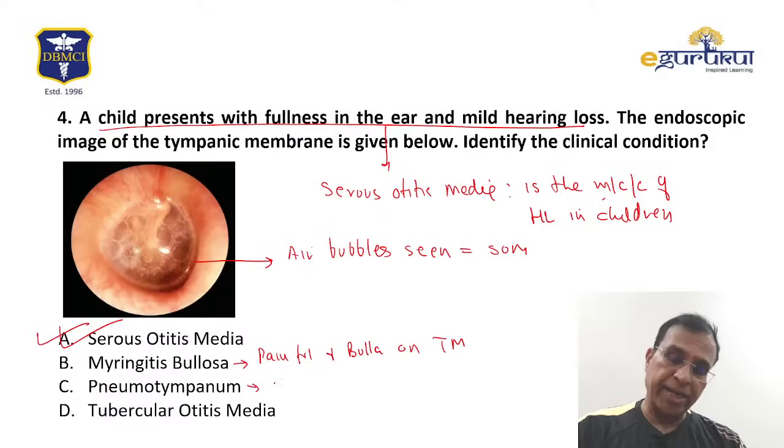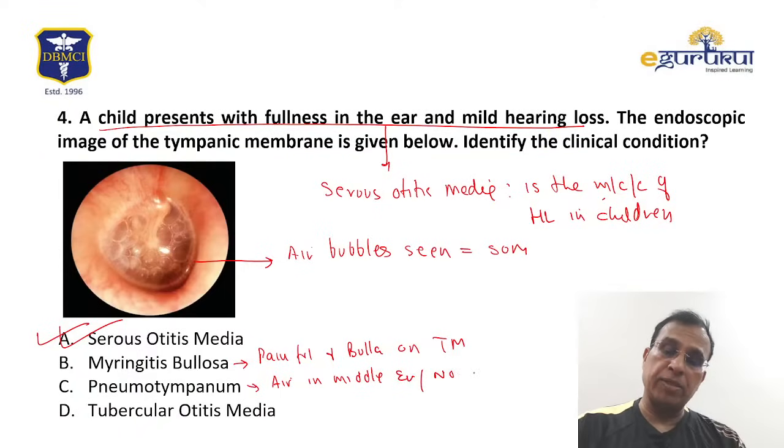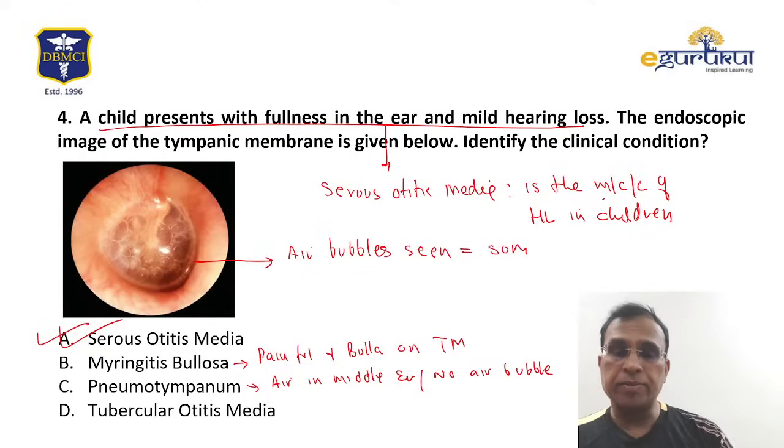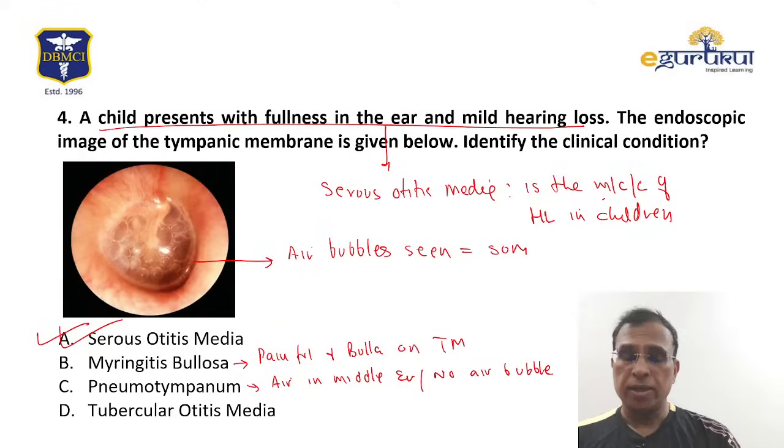Pneumotympanum is again air in the middle ear, but there is no air bubble. There is air in the middle ear, and because of the air in the middle ear, there is a bulging tympanic membrane. It is usually due to trauma, history of trauma and something like that.